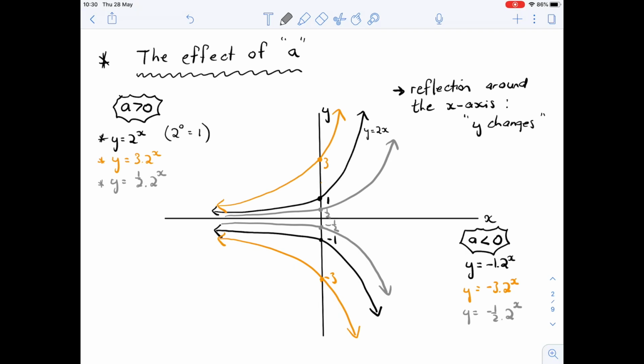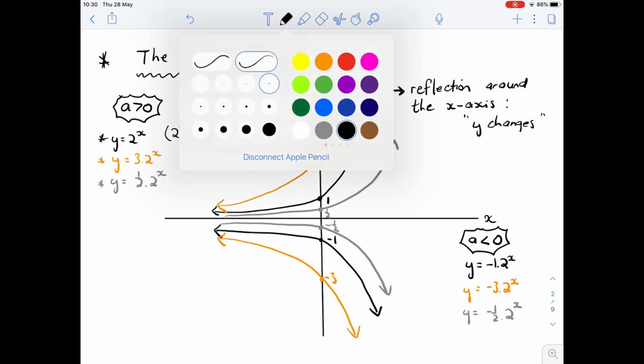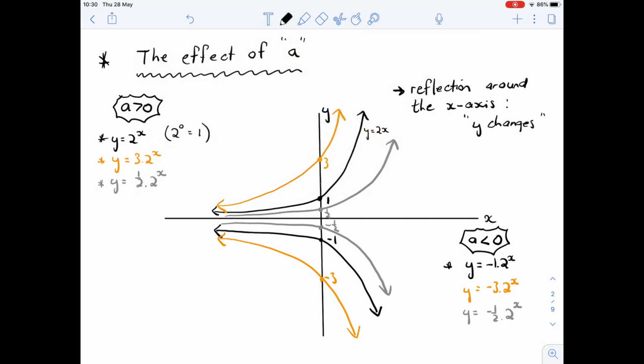And then if we make a negative, so we make a negative down here, we have y equals a being minus 1 times 2 to the x. Now that minus flips the graph around the x-axis. So instead of increasing, it now decreases. It's a decreasing function. You can see that over here. So instead of cutting the y-axis at 1, it now cuts it at minus 1. And it's a reflection around the x-axis. I think you can see it. It's like a mirror image around the x-axis.